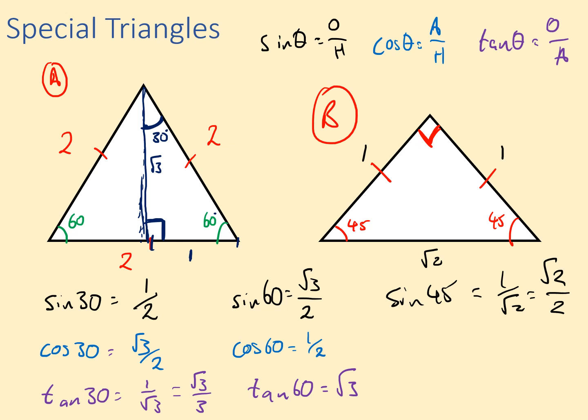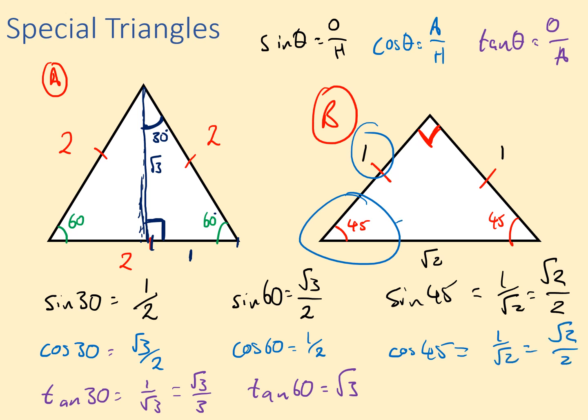The cosine of that 45 degrees then is the adjacent, which this time is 1, over the hypotenuse, which is root 2. Well, it's the same thing as before, root 2 over 2. And lastly, we have the tangent of that angle, which will be the opposite over adjacent, is 1 divided by 1, which is just 1. Okay, so these are our special angles.